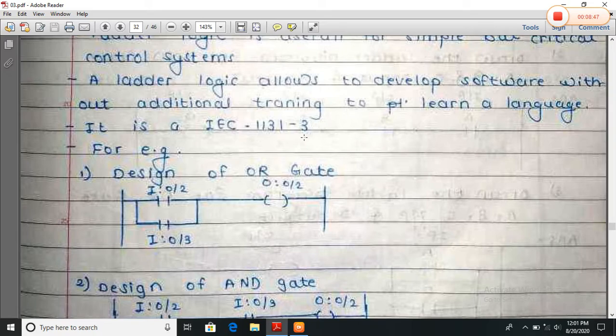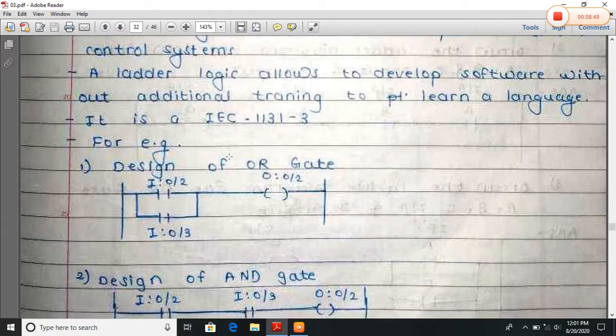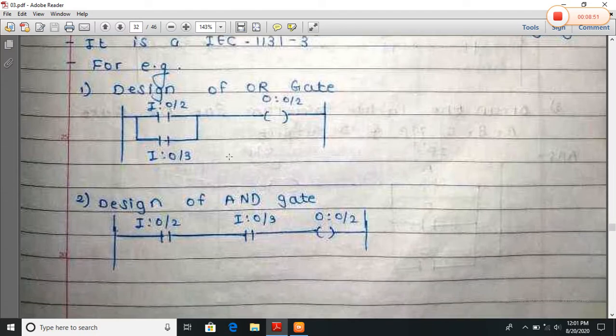So to learn the language, it follows the IEC 1131 standard. For example, design an OR gate. There are two inputs, input 0/2 OR with input 0/3, and the given output is output 0/2.